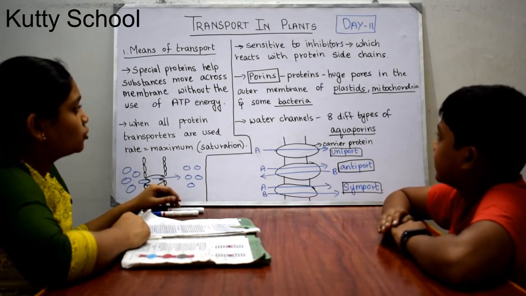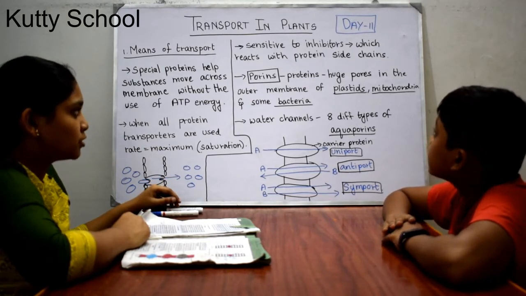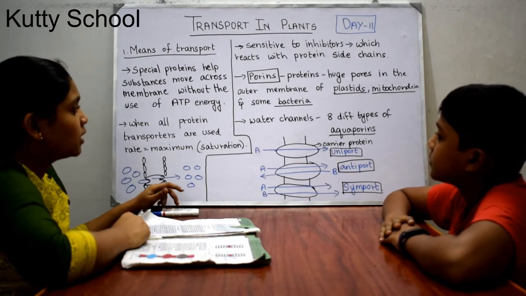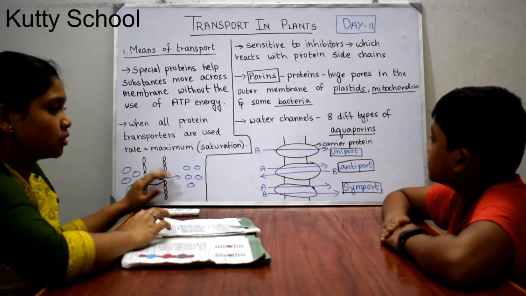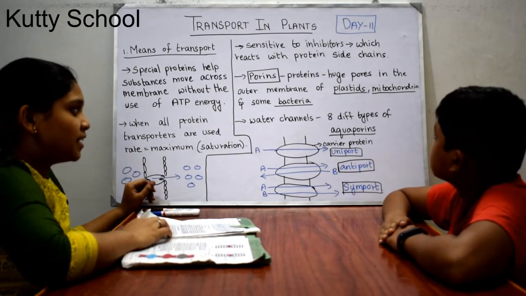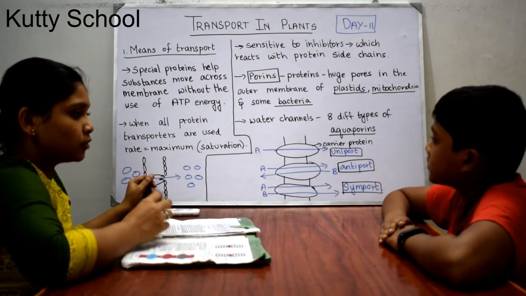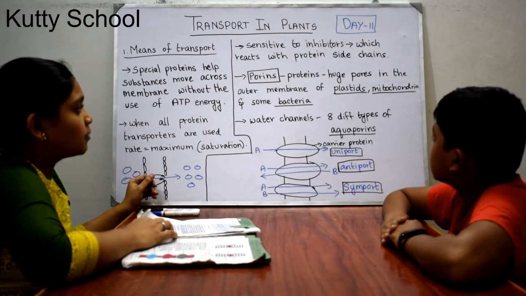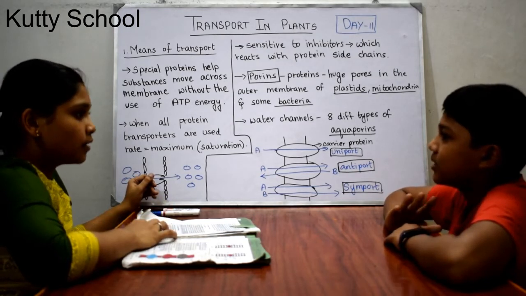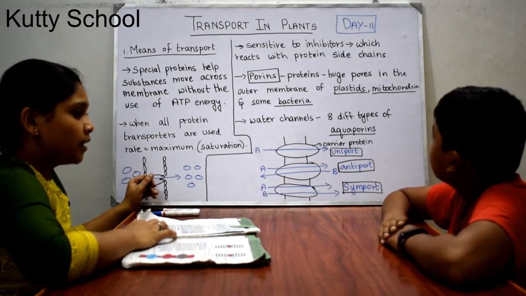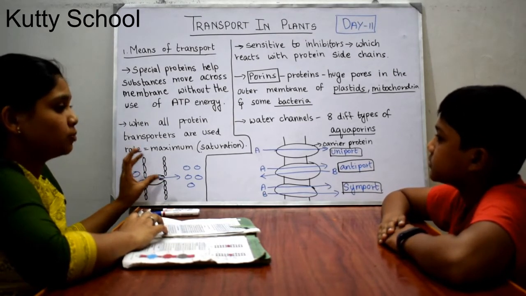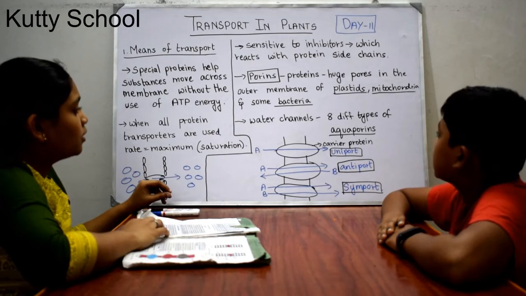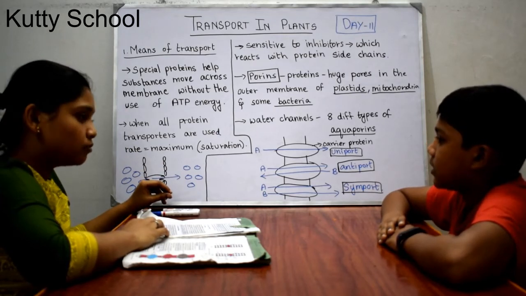Okay. So porins are special proteins. These have huge pores in the outer membrane of plastids. Plastids are nothing but chloroplasts, leucoplasts and chromoplasts, and also the mitochondria and some bacteria. So in these, the walls have large spaces formed by these proteins. And among water channels, there are 8 different types of aquaporins.